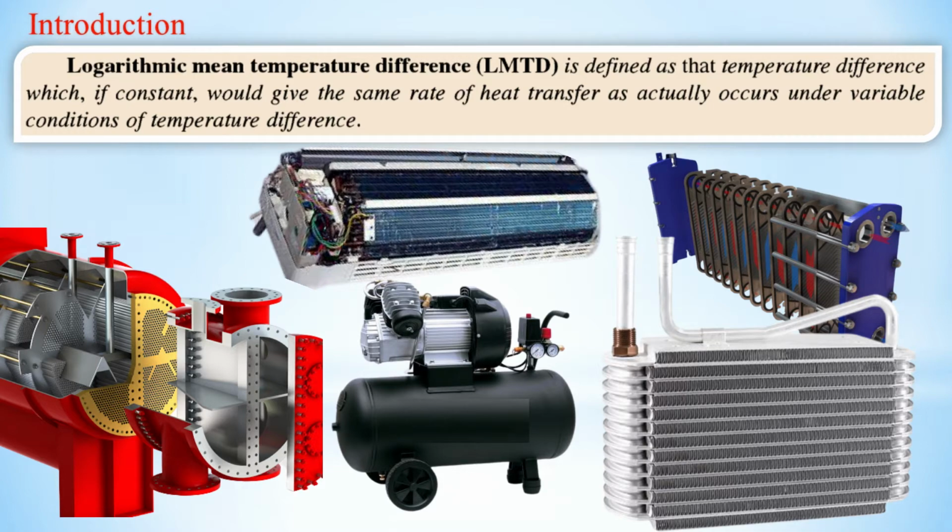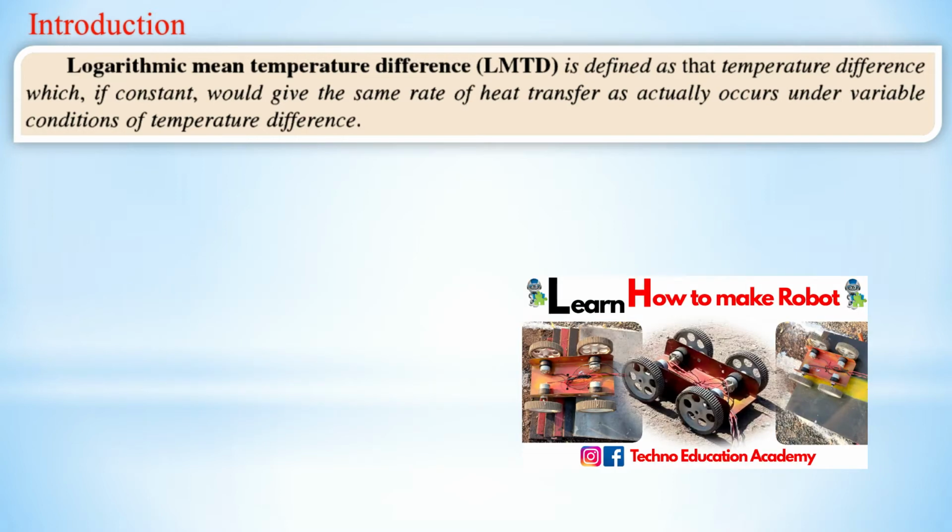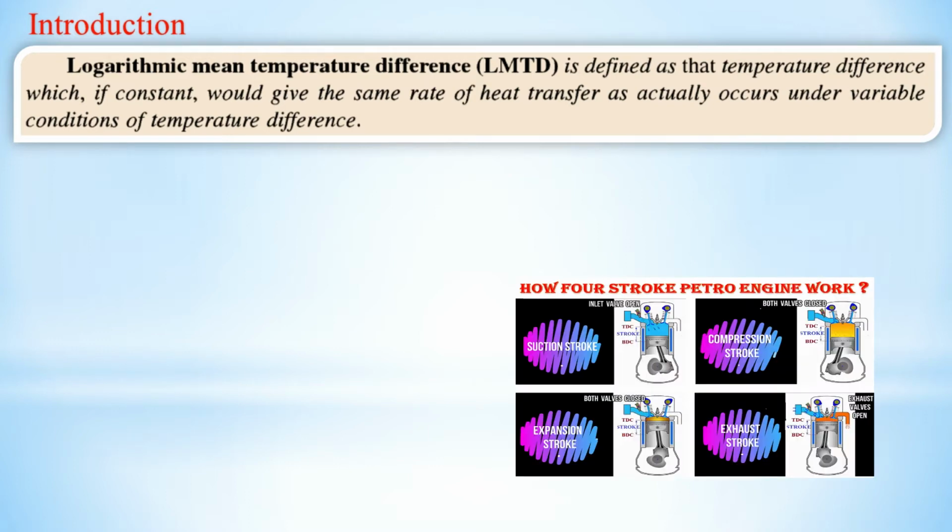There are so many applications of heat exchanger, and today we derive the equation of LMTD for counter flow. First of all, what is counter flow? In a counter flow heat exchanger, the direction of hot fluid and cold fluid is opposite. It is called counter flow heat exchanger. LMTD means logarithmic mean temperature difference. It is defined as the temperature difference which, if constant, would give the same amount of heat transfer as actually occurs under variable conditions of temperature difference.